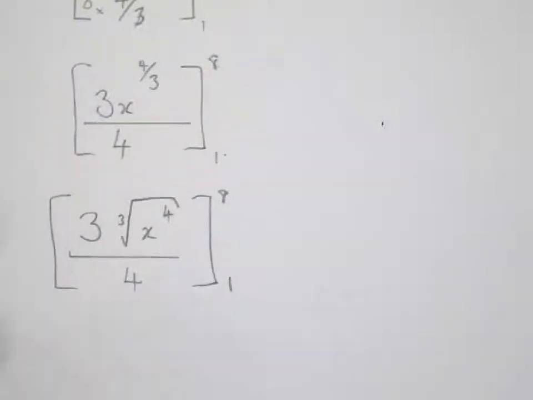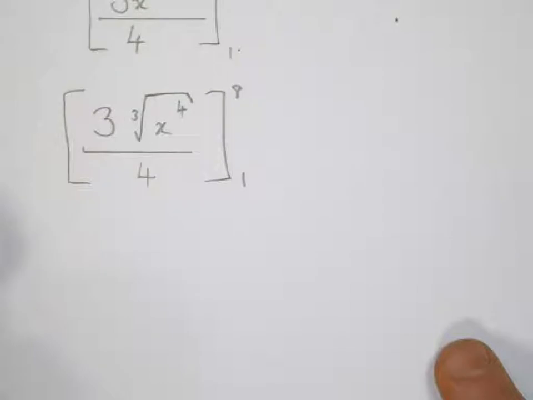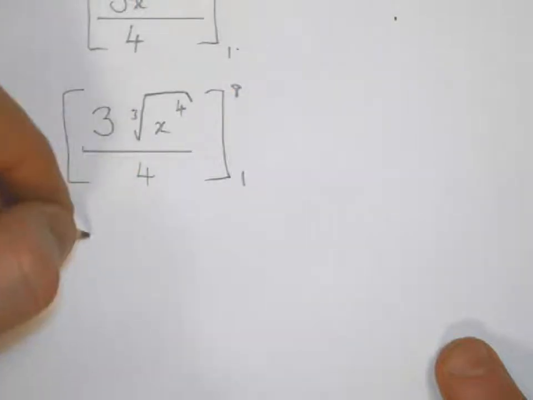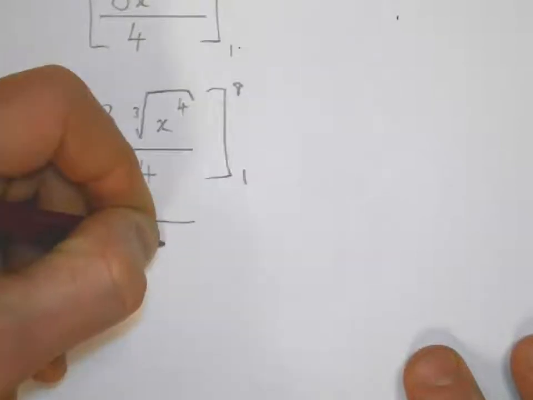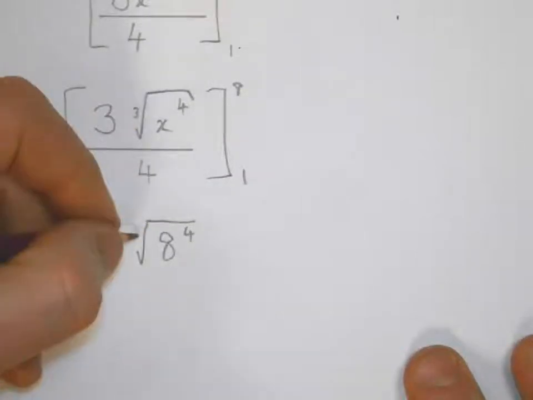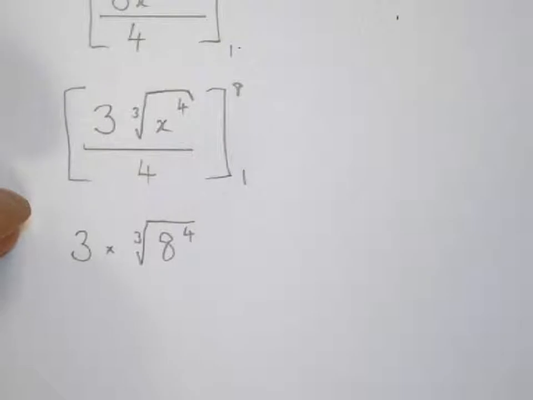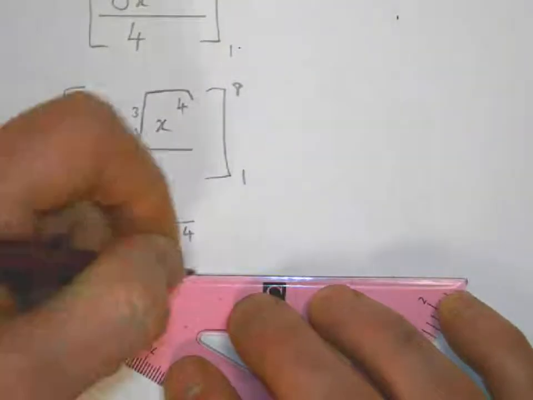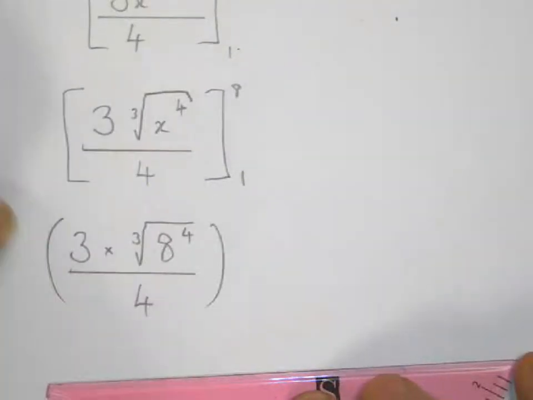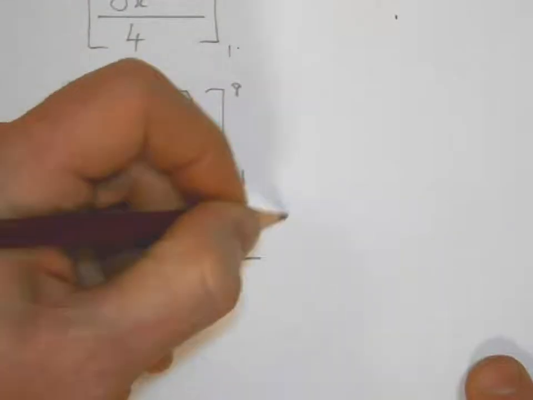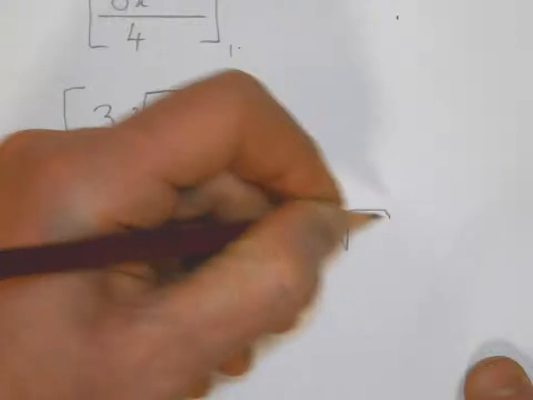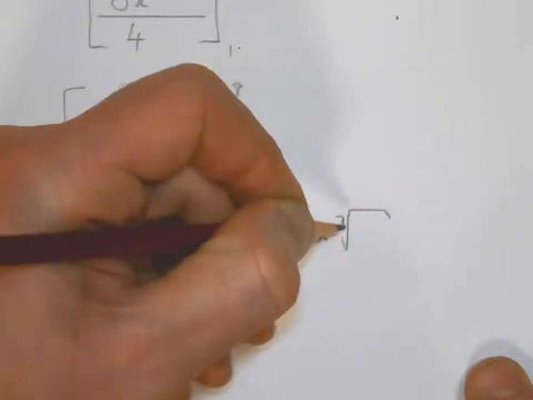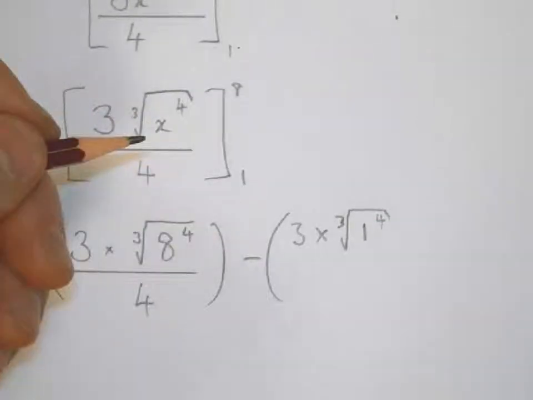So let's sub the values in now. We'll first of all start off by substituting in the 8. So I've got 3 times the cube root of 8 to the power of 4 divided by 4. And on the other one, it's going to be 3 times the cube root of 1 to the power of 4 divided by 4.